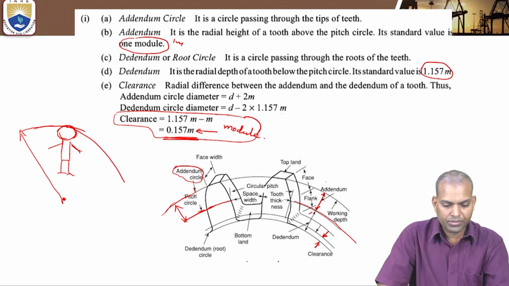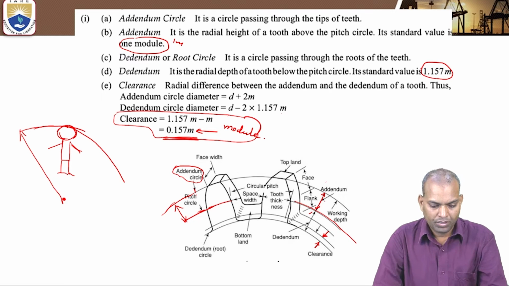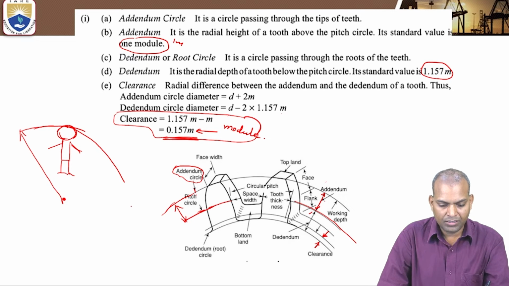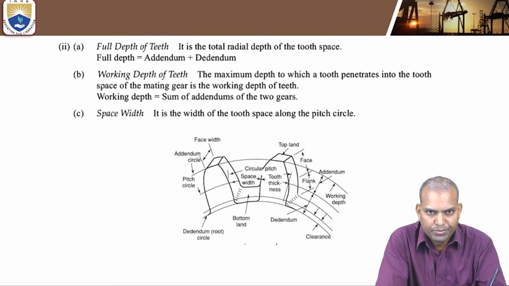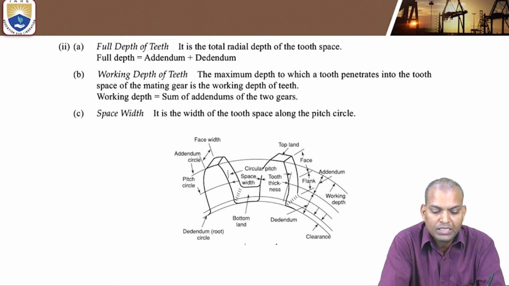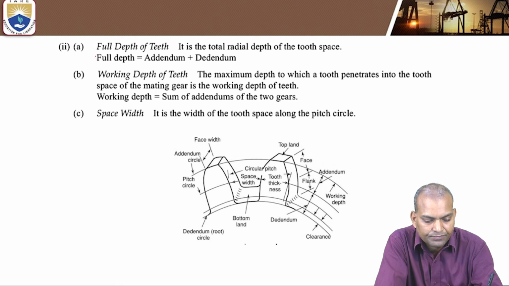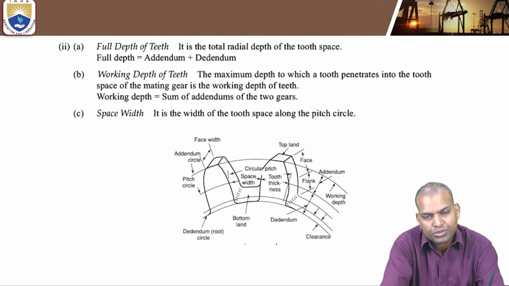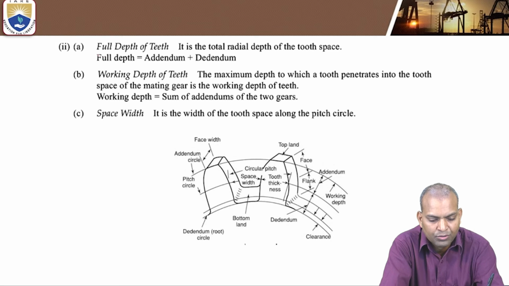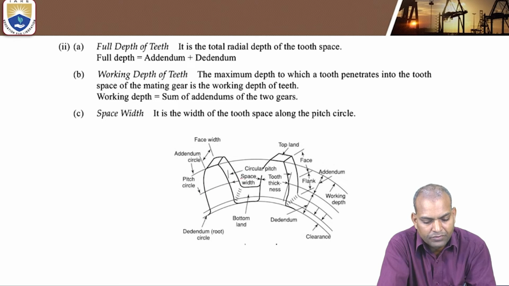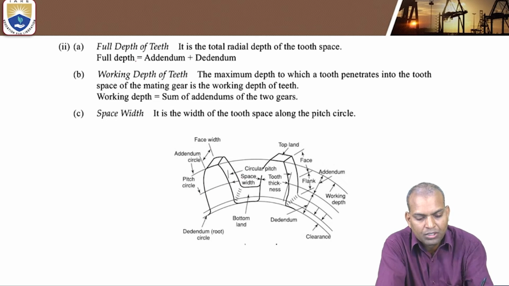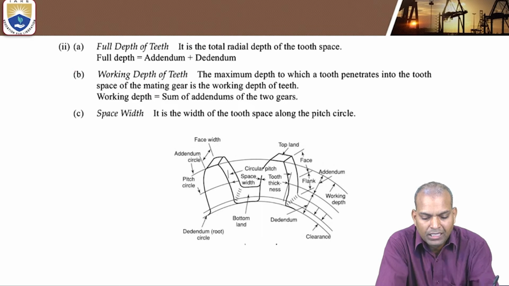So these are the terms which we have studied now. The next term is terminology. In the terminology, what is the full depth of teeth? FDT, or full depth involute, FDI also. Now here, full depth of teeth. What is the depth of teeth? Full depth of teeth is equal to the radial depth of tooth space.